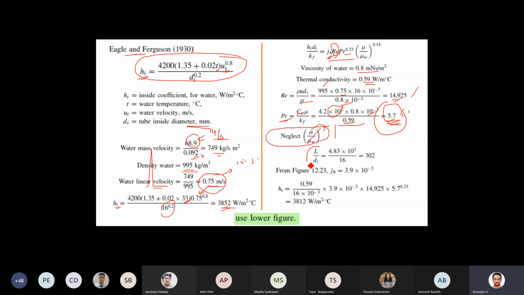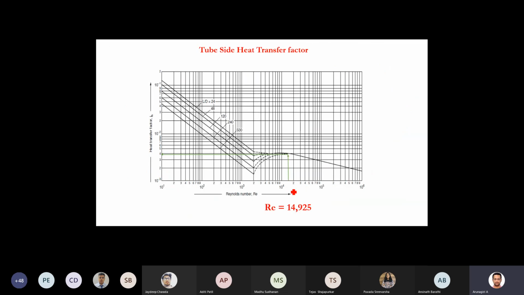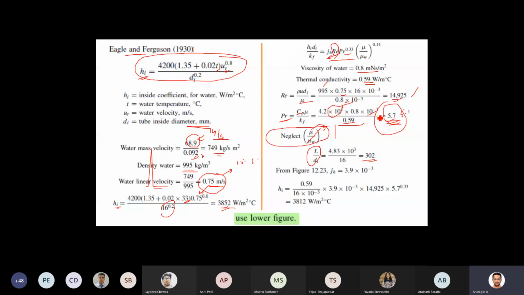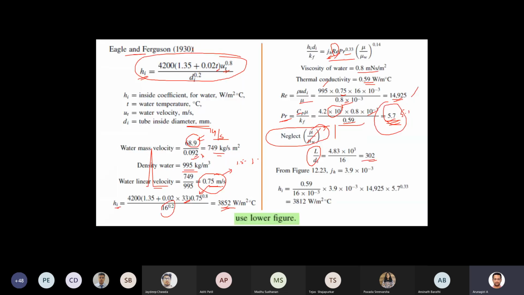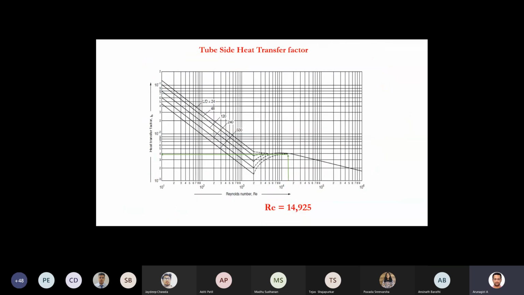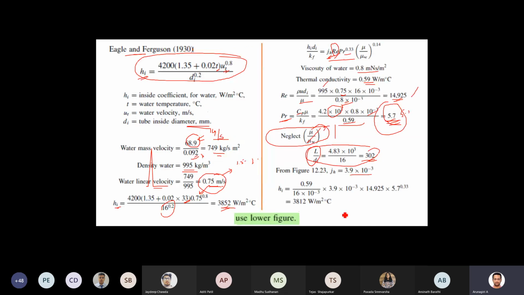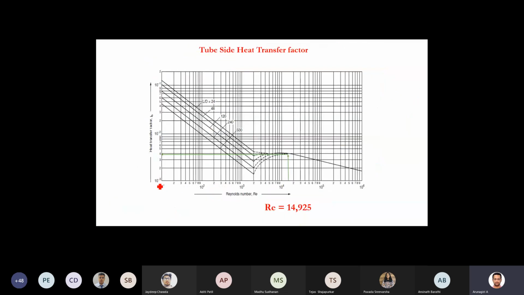Okay, then you can check L by Di, that is 302. So calculate the value. Here your number is 14,900, about 15,000. Almost we need not bother about this L by D because this is turbulent flow. Then you can use this chart and find the value of JH. It is around 3.9 into 10 power minus 3. So the scale starts from 10 power minus 3, this is 10 power minus 2, this is 10 power minus 1. Here also you have to be careful. So this is 1 into 10 power minus 3.